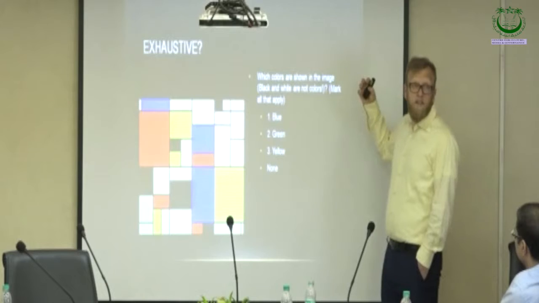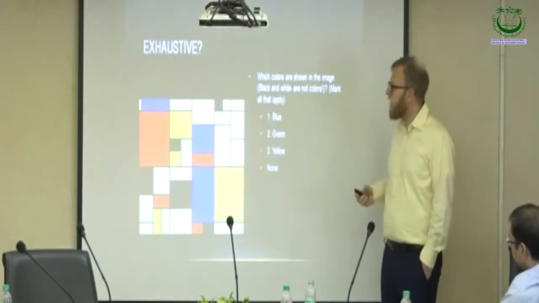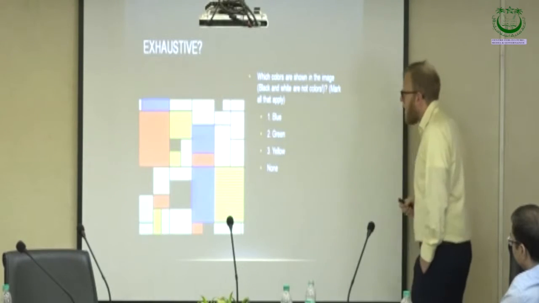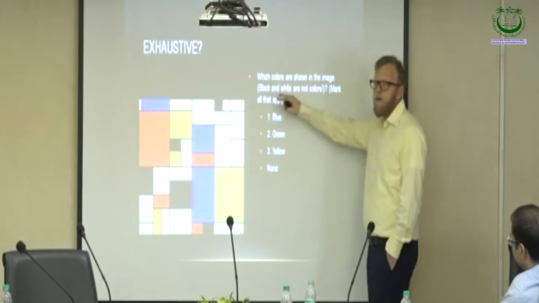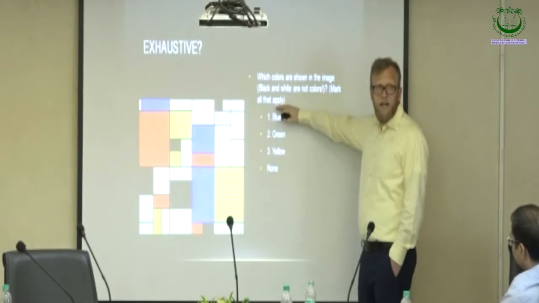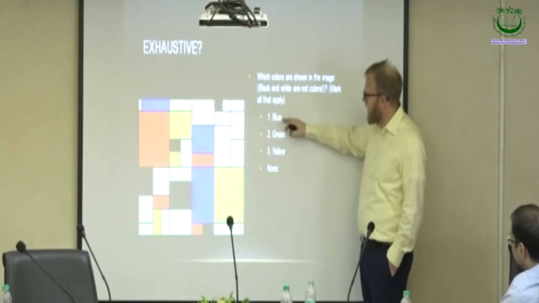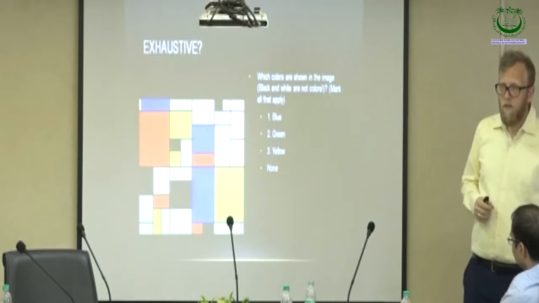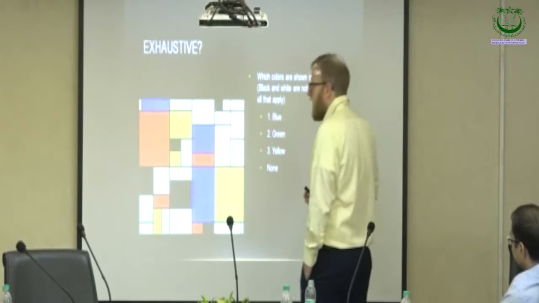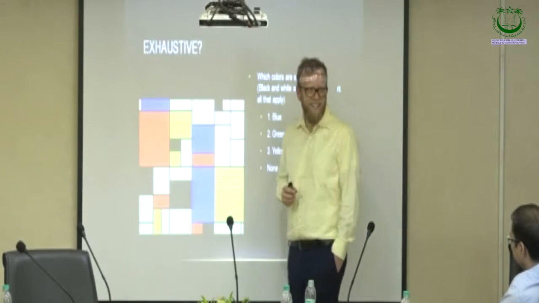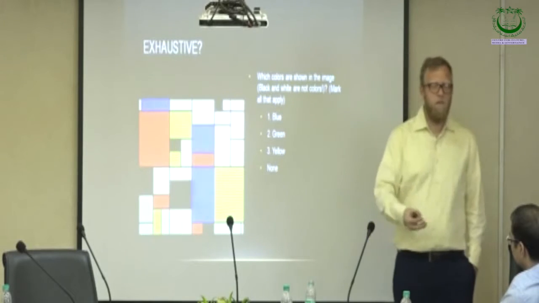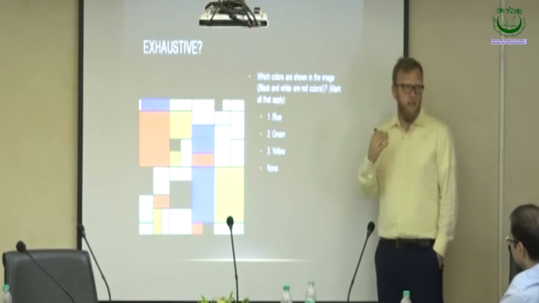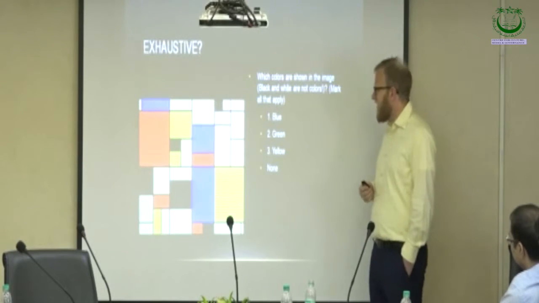Are these exhaustive? So these were not mutually exclusive, right? Are the answer options exhaustive? So the coding instruction for this painting is: which colors are shown on the image? And black and white are not colors, by the way. Mark all that apply. And then your answer options are blue, green, yellow, none. See the problem? Exactly, red is missing. This is just a very simple example for showing the question: are your answer options exhaustive? Do they cover everything they would need to cover in order to make the analysis good?